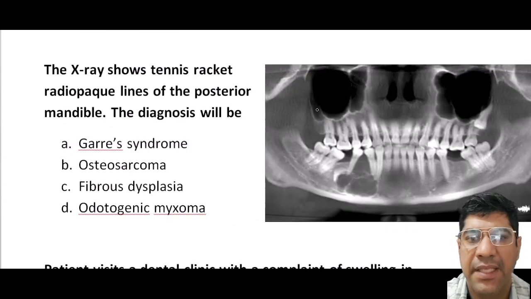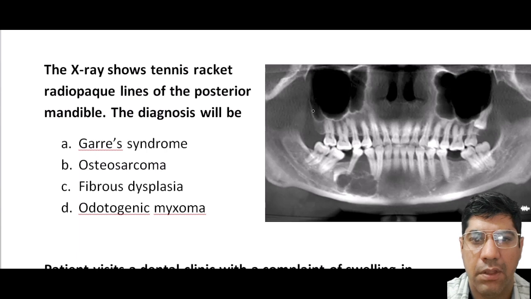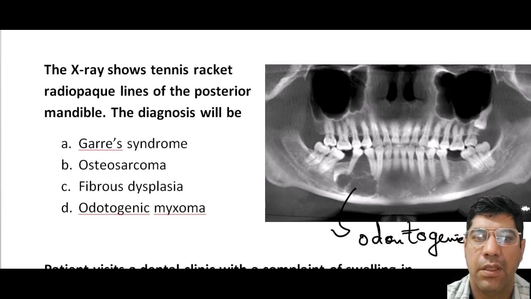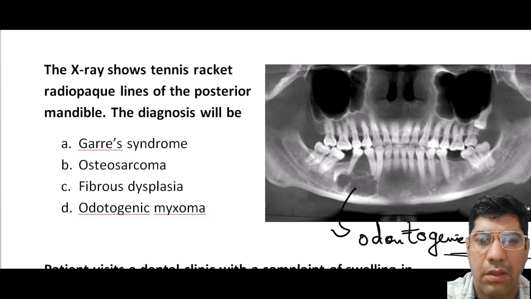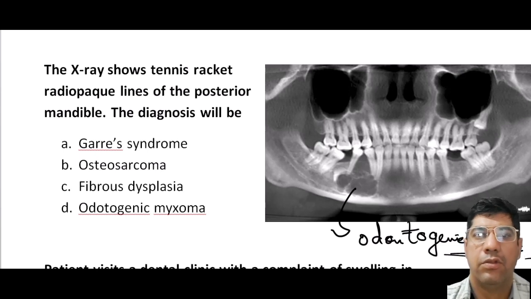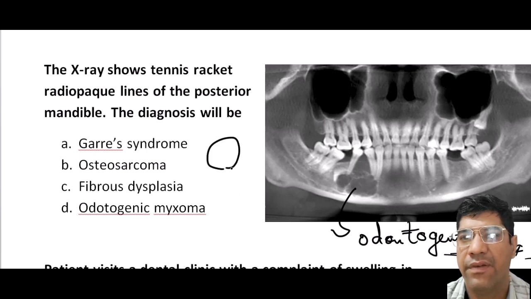The X-ray shows tennis racket radiographic lines in the posterior mandible. So this tennis racket radiolucent lines pattern is typically associated with odontogenic myxoma. These radiographic findings are seen on dental X-rays and are characterized by fine curvilinear lines that resemble the strings of a racket.